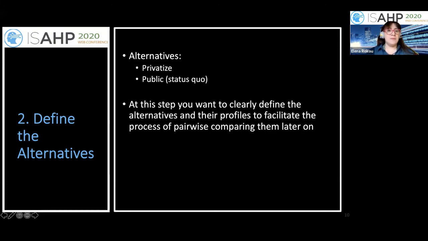So defining the alternatives, we have either to privatize or to remain as it is, that is public. At this step, where you define the alternatives, you want to be very sure that you have clearly defined your alternatives and their profiles, because the more details you collect at the beginning about your alternatives, the easier will be the process of pairwise comparing, but also of defining the different factors that you need to take into consideration.